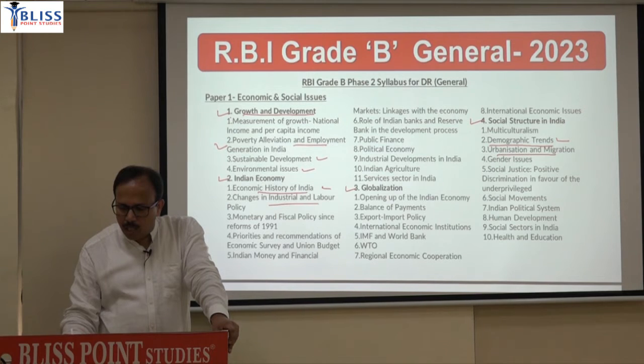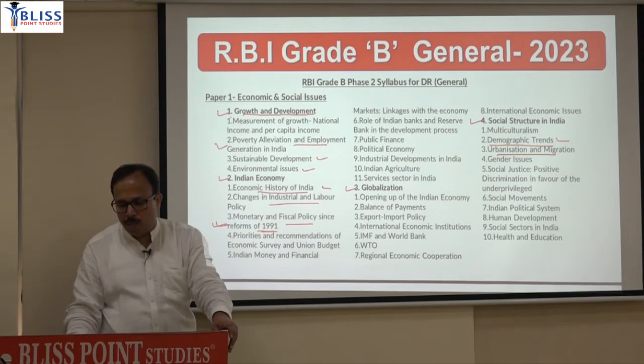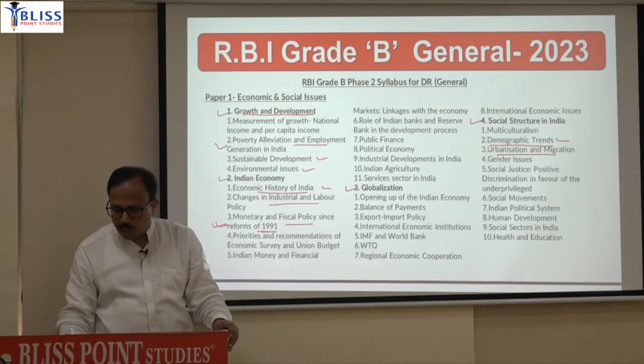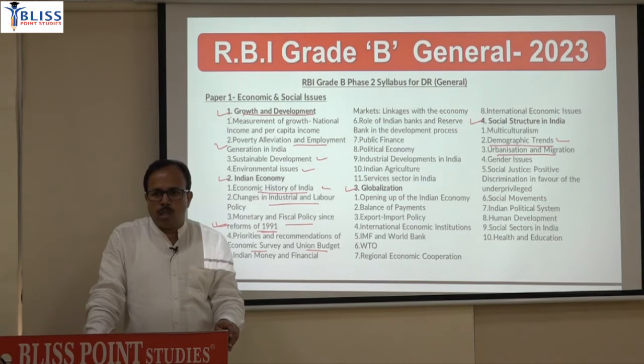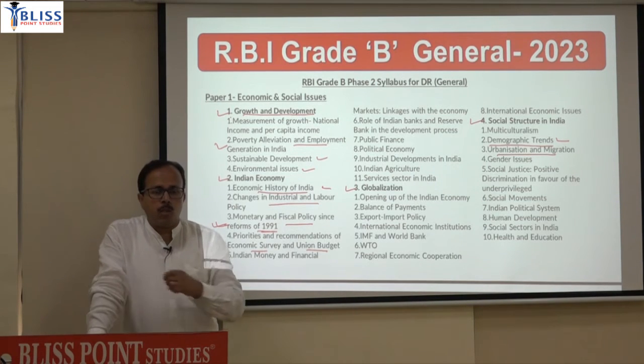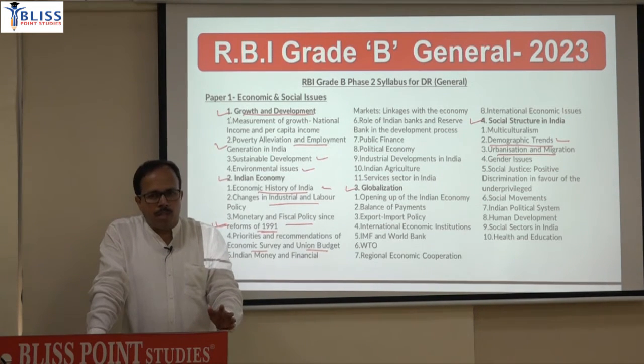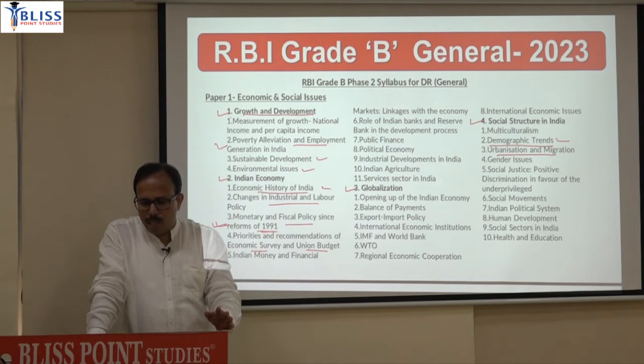Change in the industrial and labor policy, monetary and fiscal policy since 1991. तो आफ्टर रिफॉर्म 1991 के बाद का, और उसमें फिर इकोनॉमिक सर्वे और यूनियन बजट. तो अगर ये एग्जाम आप नेक्स्ट ईयर मार्च में लिख रहे हो 23 में, तो बिफोर दैट वी विल बी हैविंग दैट सर्वे एज वेल एज बजट.